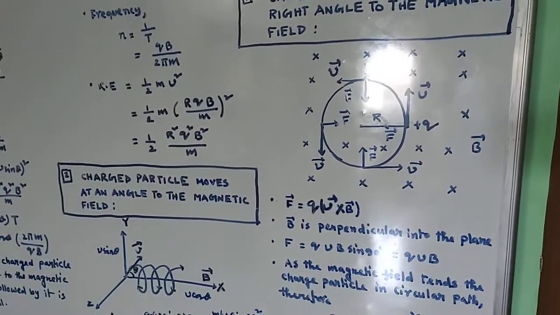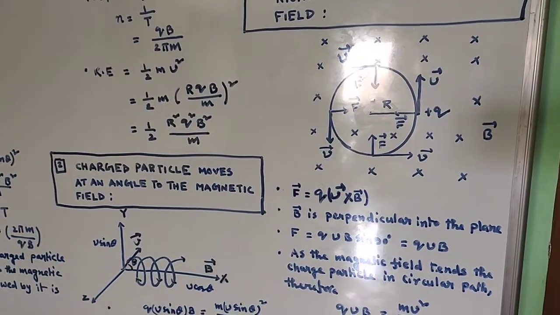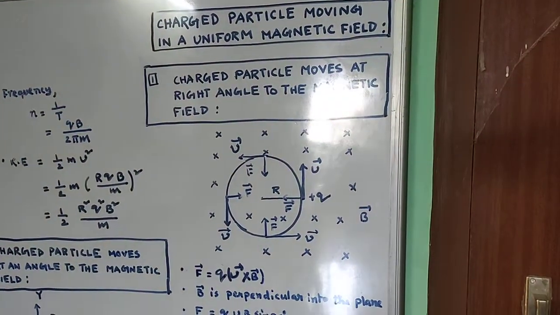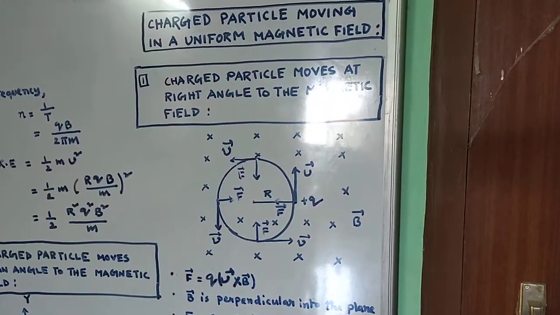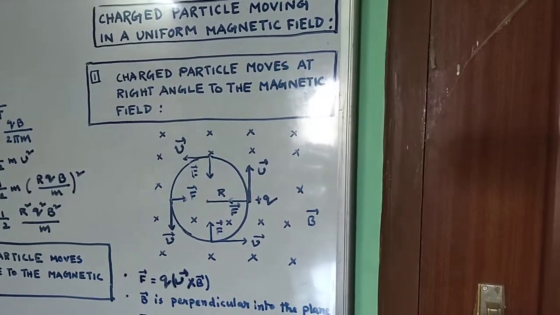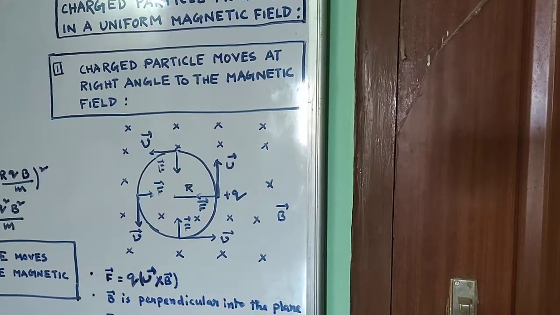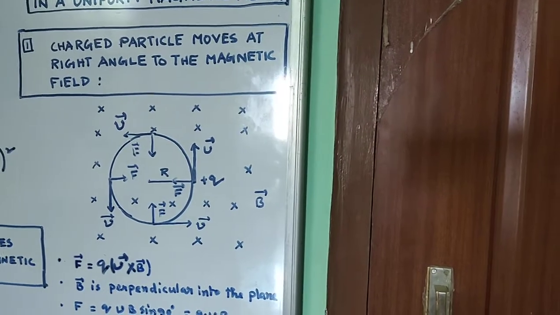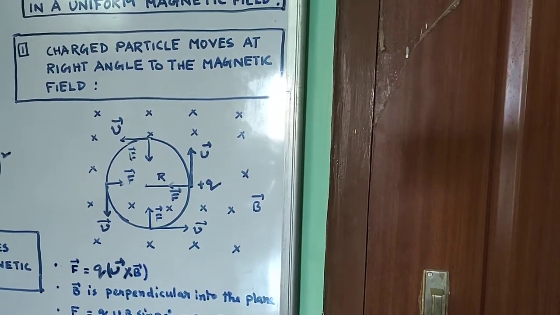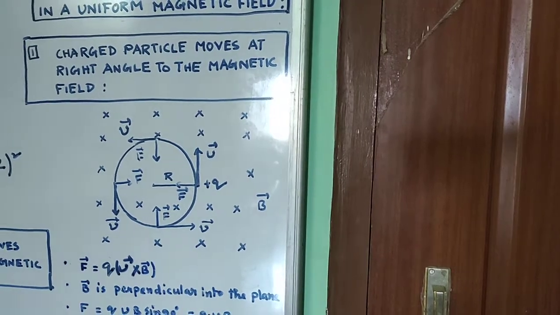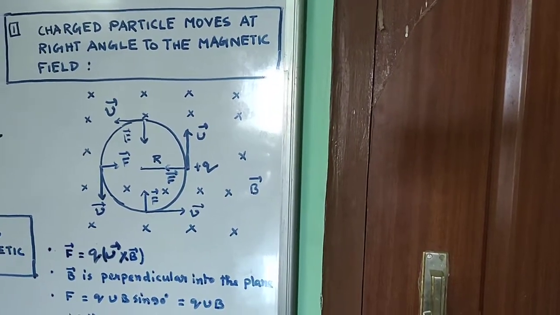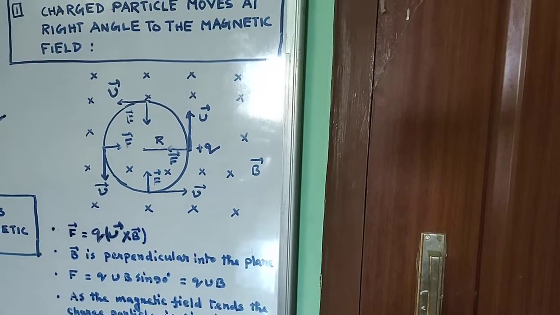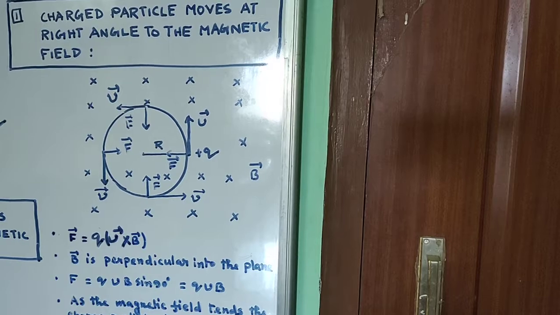And the second one we are going to discuss is a charged particle that moves at an angle to the magnetic field. So let me start with topic 1, that is, a charged particle moves at right angle to the magnetic field. Now you see here in the diagram, let me explain the diagram first of all. Some cross marks we have given, and these cross marks define the magnetic field. As you have written here, the magnetic field is perpendicular into the plane.